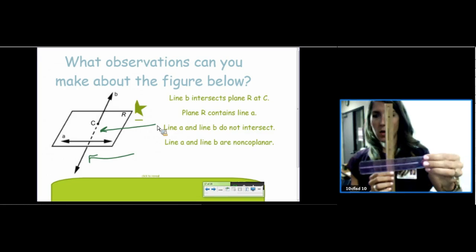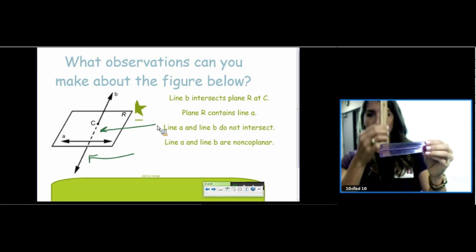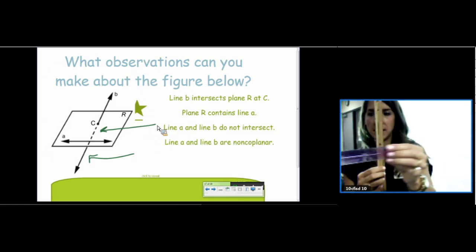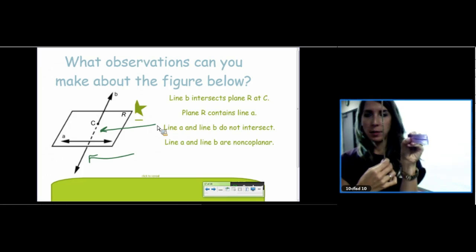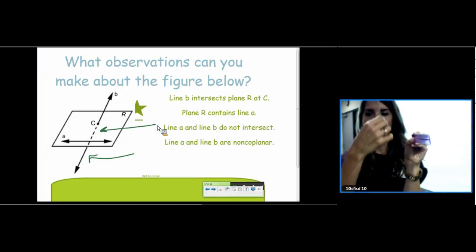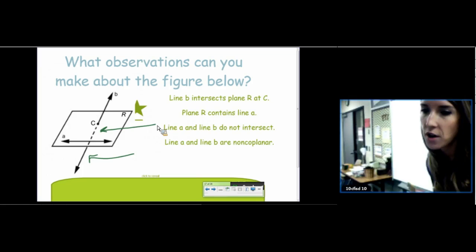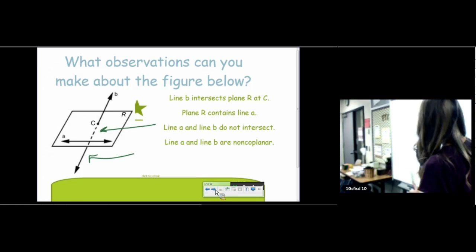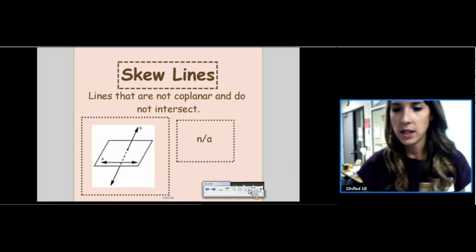Skew lines. So like one is here and one is here. This ruler will never meet up with this ruler because they are going separate ways and they are in separate planes. This one will never ever see this one. It's called non-coplanar. So that's our next one, skew lines.